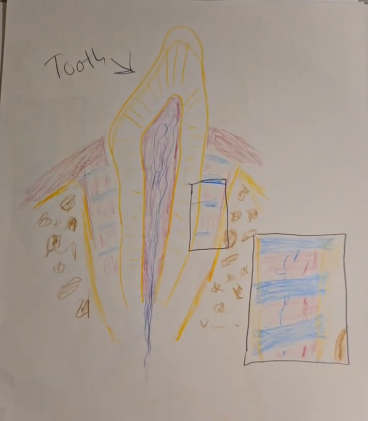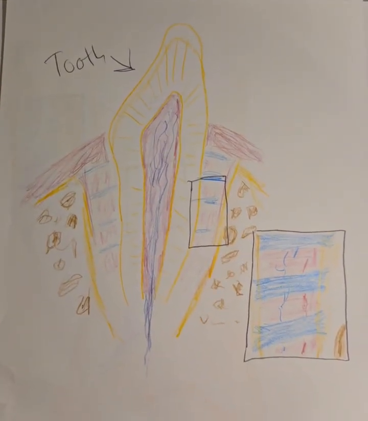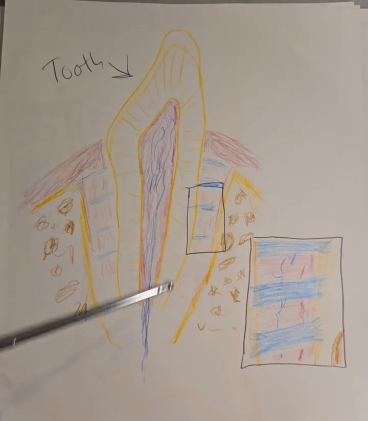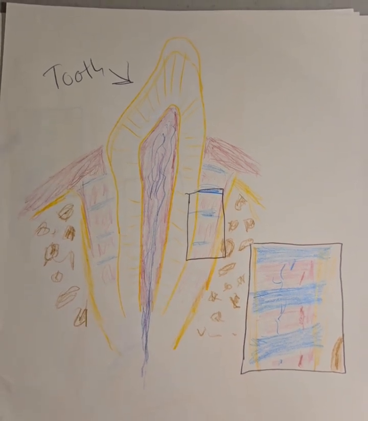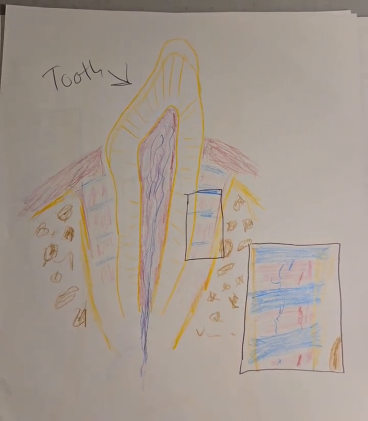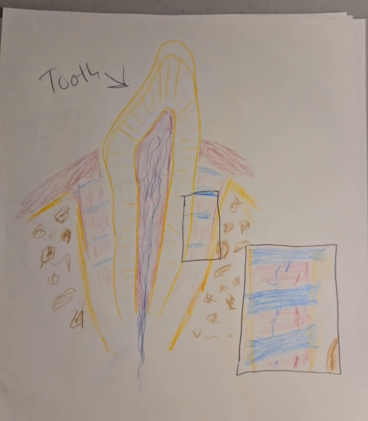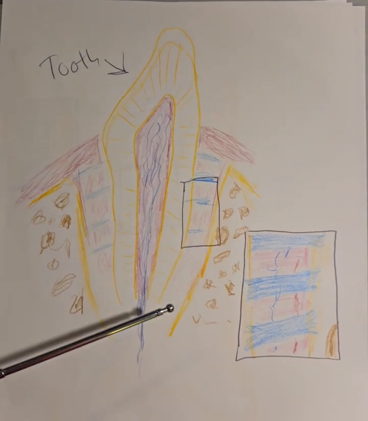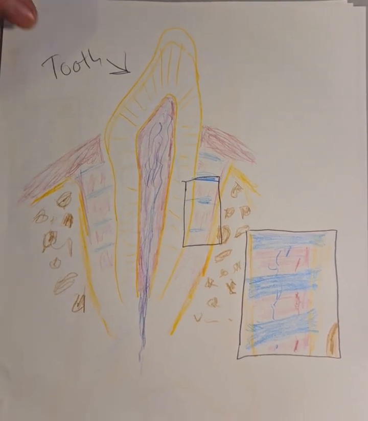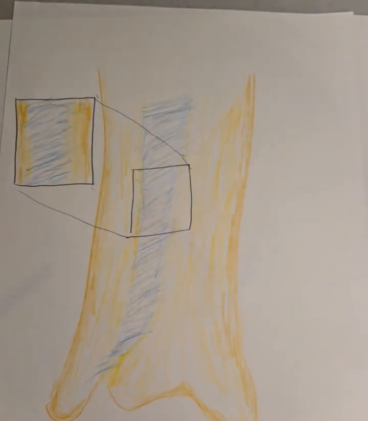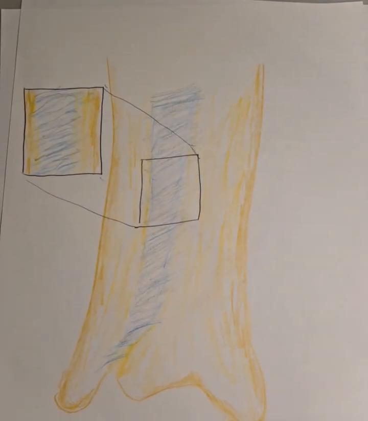The second is gomphosis, which are the joints between the tooth and your lower mandible or the maxilla, which are your upper and lower jawbones. The third is syndesmosis.